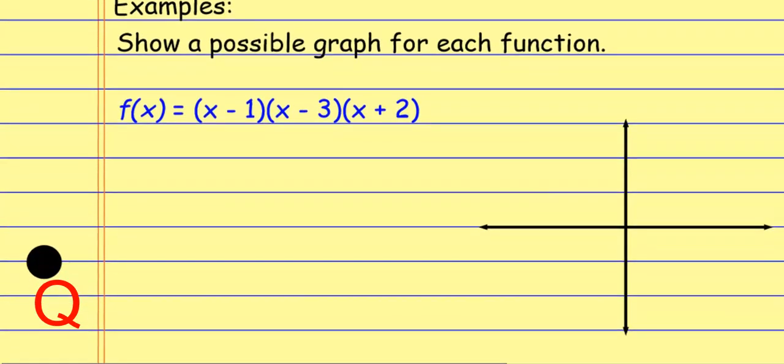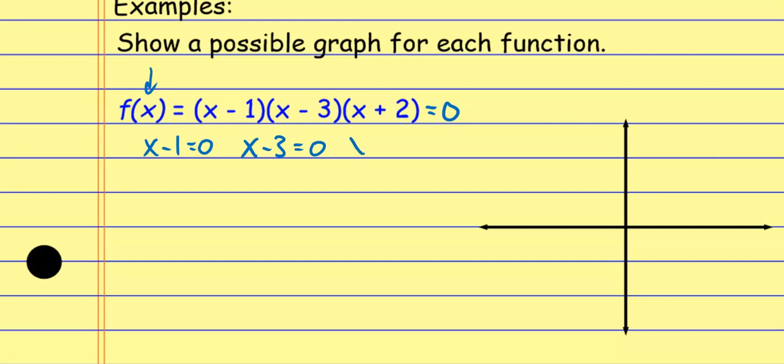For example, if I look at something like this, I'm just going to find the x-intercepts. And to find the x-intercepts of any function, I plug a 0 in for y. So if I set this equal to 0, I just set each factor equal to 0. So now I do x minus 1 equals 0, x minus 3 equals 0, and x plus 2 equals 0. Okay? So to find the x-intercepts, I plug a 0 in for y and solve for x.